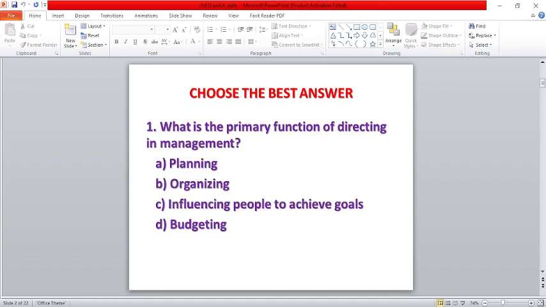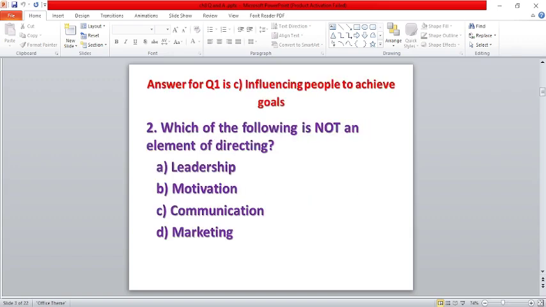A. Planning. B. Organizing. C. Influencing people to achieve goals. D. Budgeting. The answer for this question is C. Influencing people to achieve goals. Question number 2. Which of the following is not an element of directing? A. Leading. B. Motivation. C. Communication. D. Marketing. The answer for this question is D.